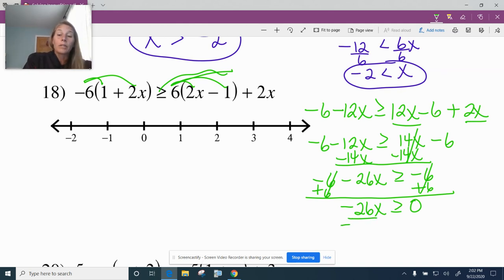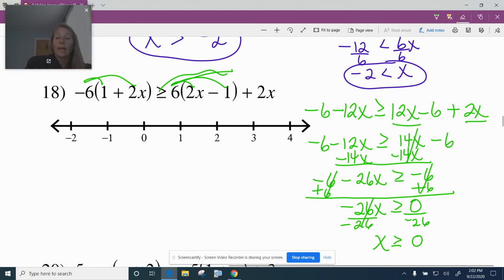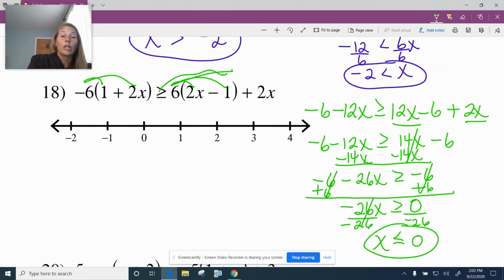And now I'm going to divide by negative 26. So I have x is greater than or equal to, this would be 0. Now wait a second, 0 divided by anything is 0. However, I did divide by a negative, so this inequality sign does still need to switch directions. So I'm going to put a closed circle this time on my 0 because I have that equal to, and x is less than or equal to 0, so that would go to the left.